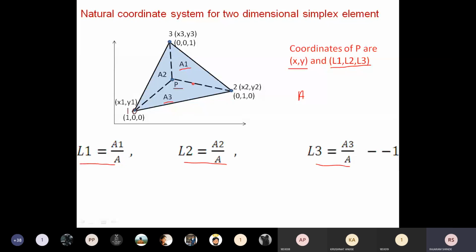Now, if I move this point P on node number 1, what will happen with A2? A2 will become 0. Am I right? A3 will become 0. Okay. That means when P is moving on node number 1, that is, I have shifted this point P from its location to node number 1.